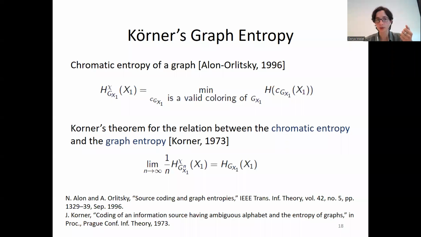And what Körner has shown was, this is a very strong result, the graph entropy, the fundamental rate at which we can compress a graph, is nothing but given by this limit. So we need to take the n-th power of the graph that we build that corresponds to the realization of the source variable of length n, building the graph for that realization and compressing that graph. If we find the coloring for the length n realization of the source random variable and take the limit as n goes to infinity, that will give us the fundamental limit of compression.